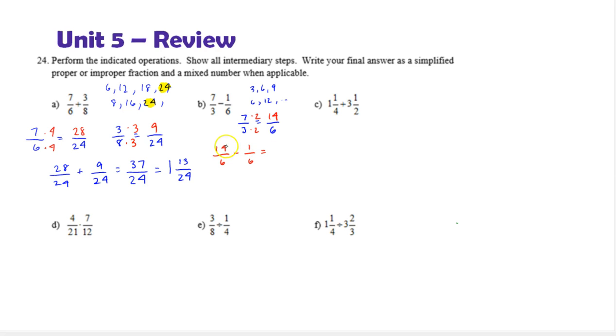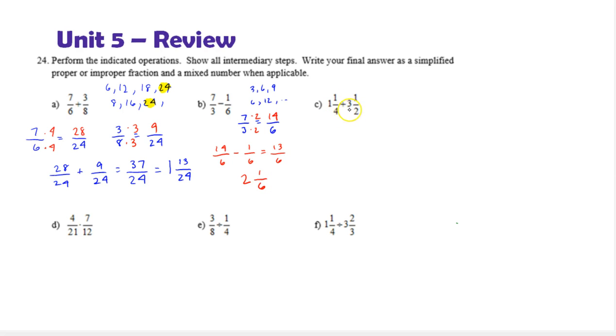Okay, we subtract the numerators, keep the denominator. So 14 minus 1 is 13 over 6. They share no common factors, so that's a completely simplified improper fraction. As a mixed number, 6 goes into 13 twice, and that would be 12, so there's 1 left over the denominator.